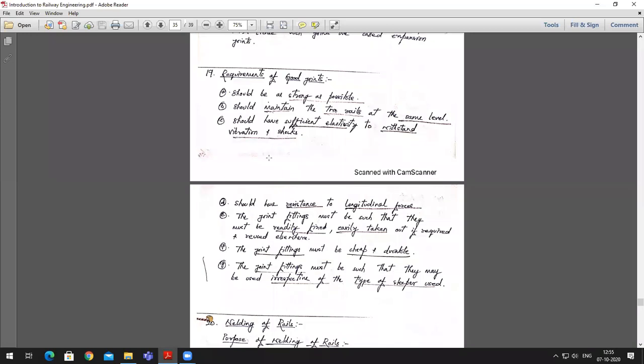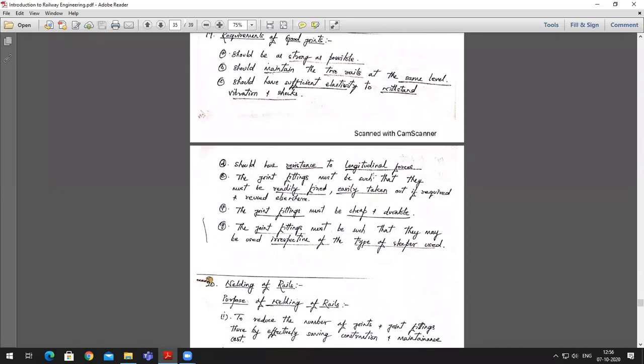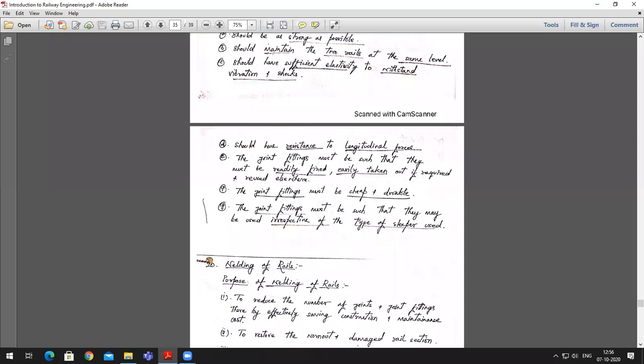Okay. So when you have known what a joint is and what different types we have, we will now discuss the requirements of good joints. Okay. The first requirement here is it should be as strong as possible. Secondly, it should maintain the rail at the same level. Third is it should have sufficient elasticity and must withstand the vibrations and shocks. And then it must be capable of resisting the longitudinal forces. The fittings and fasteners must be easily accommodated, right?